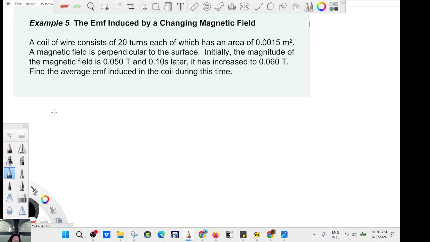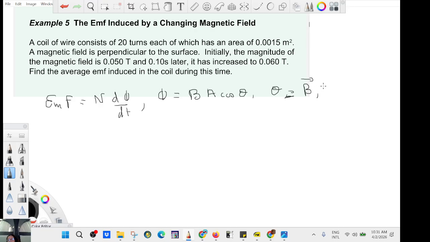Okay, so what's the equation? The EMF has a negative sign because of Lenz's law, but I'm going to forget about it and just write it without the negative sign. It's the number of loops, N, times d phi over dt, and phi is the magnetic flux. It's going to be B, the magnetic field, times the area, times cosine theta, and theta is the angle between B and the area.